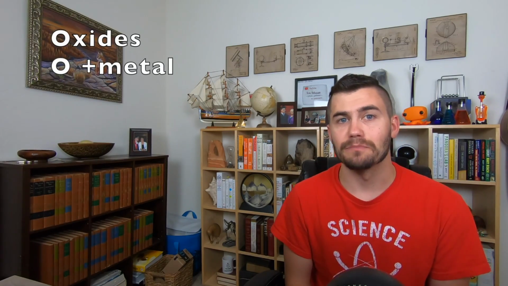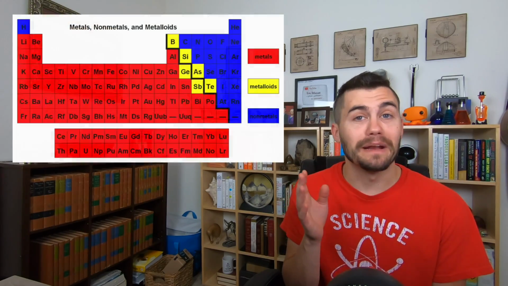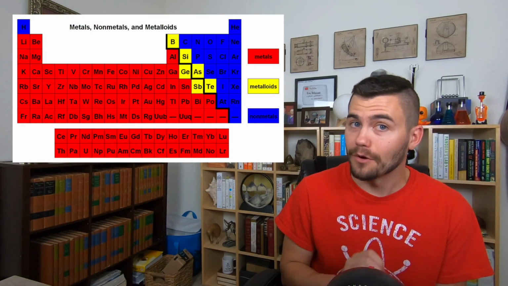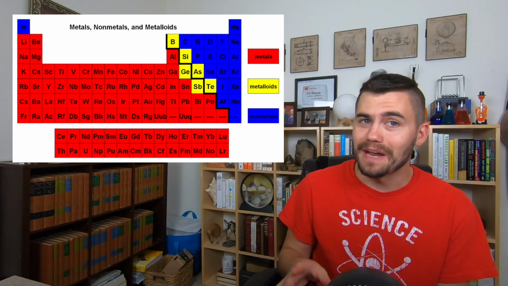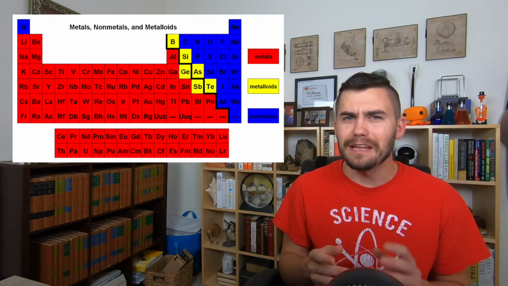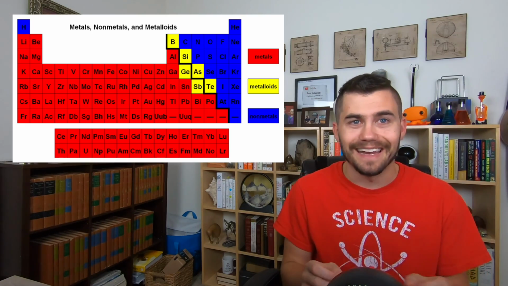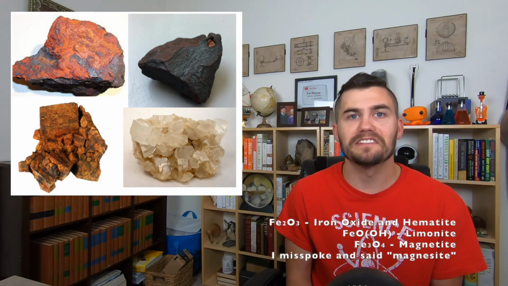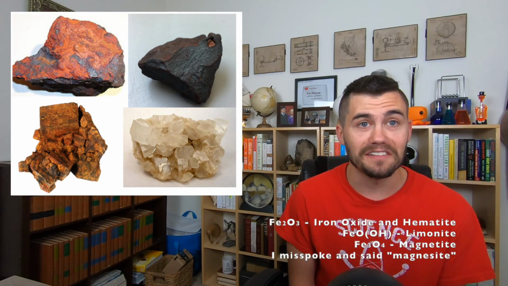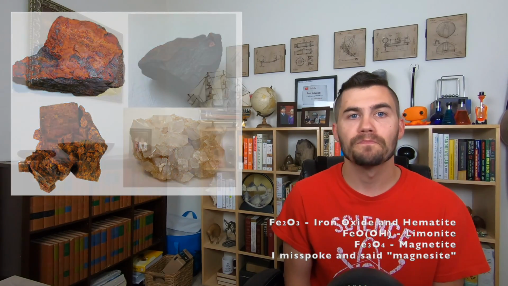Next we have oxides. Oxides contain oxygen plus one or more metals. If you're familiar with the periodic table, it's made of metals, nonmetals, and metalloids. Silicon is not a metal, it's a metalloid. So if any mineral contains oxygen, some metal, but also silicon, it's not an oxide, it's a silicate. Iron oxide, which is rust, hematite, limonite, and magnetite are common oxides.